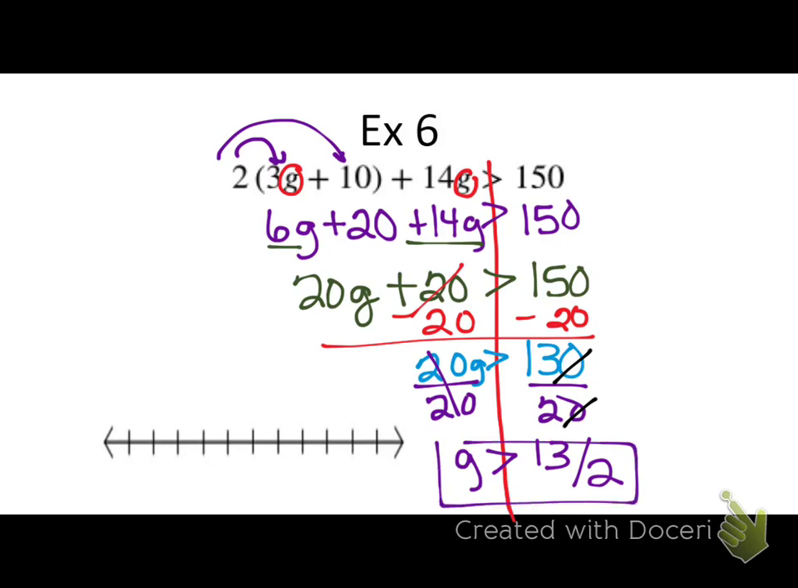So I'm going to graph this here. Now, if I graph this, I'm just going to go ahead and put 13 over 2. Is it going to be open or closed? Open. And right or left? Right. And there it is. Nice job.